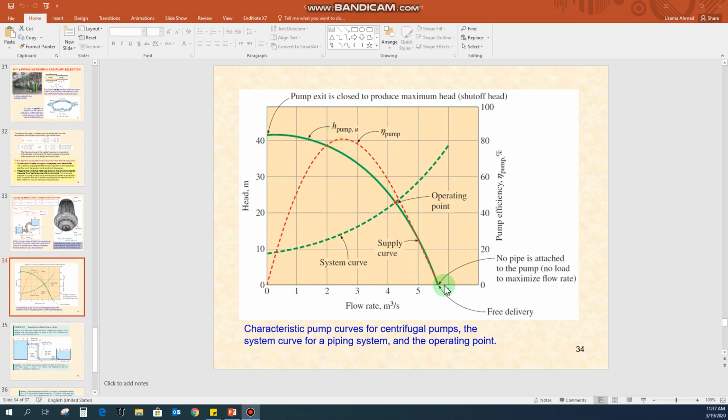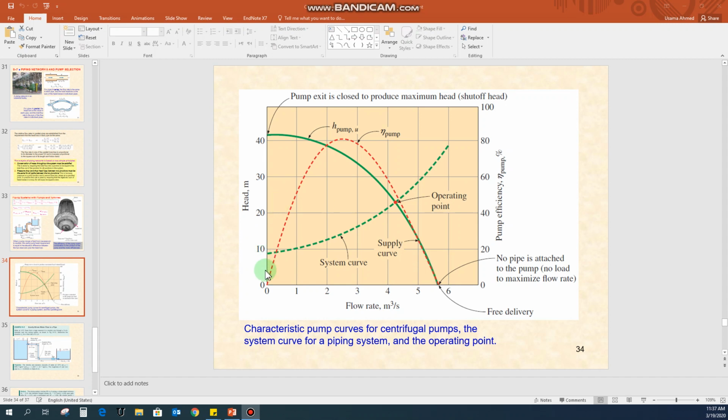You can see this from this green line. The second line here is about the efficiency of the pump. As I told you earlier, we need to select a pump that can utilize the minimum energy and can give you the maximum head and the maximum volumetric flow rate.